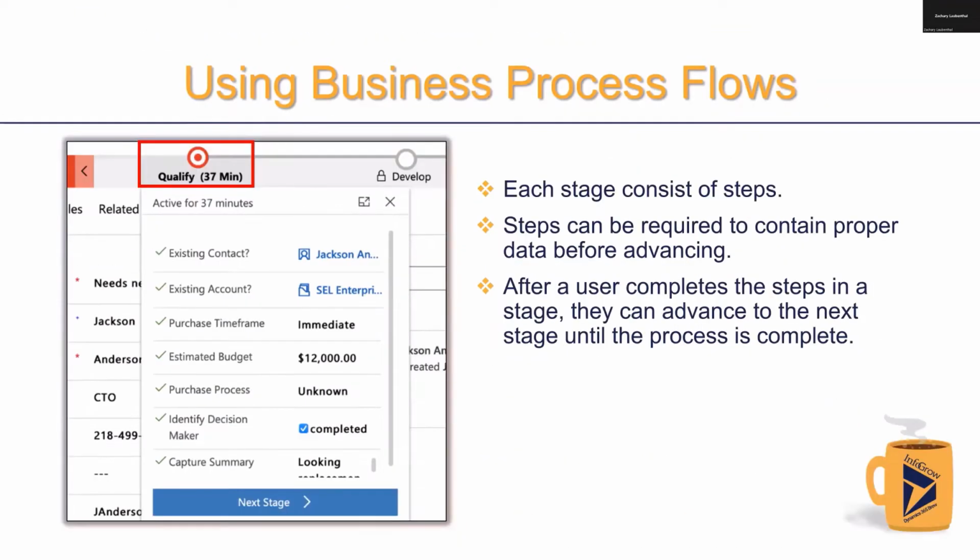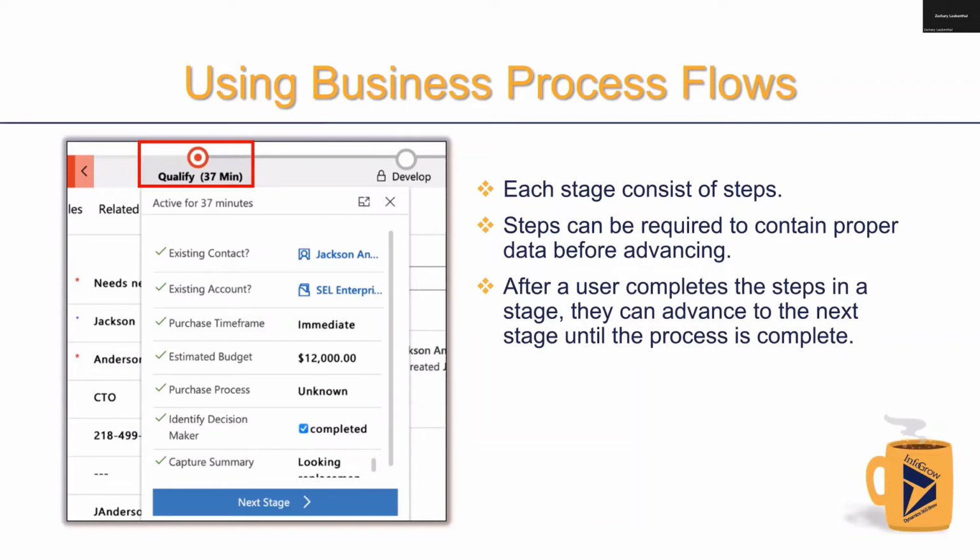Each stage in a flow consists of steps to be completed during that stage. The qualify stage here consists of steps that include pertinent fields needed to qualify a lead, as Tanya was mentioning earlier. So let's take a look. In this example, we're going to check to see if it's an existing contact and if it's an existing account. If so, we can link those to this lead, or we can create them.